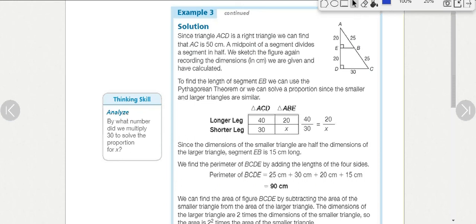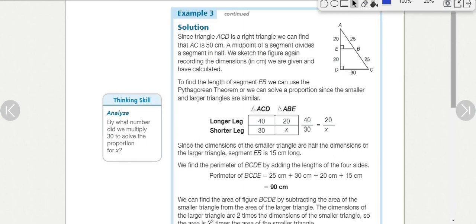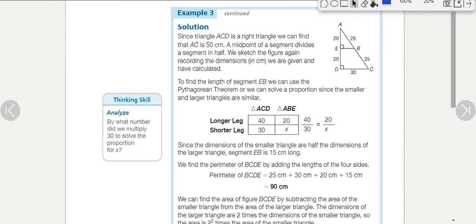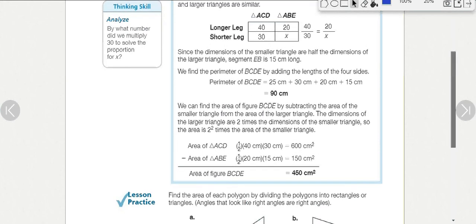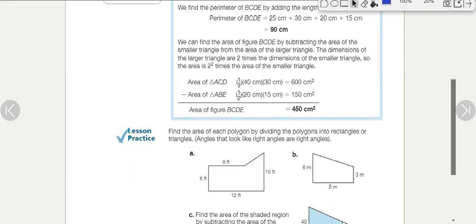I got the perimeter right. Since triangle ACD is a right triangle, we can find that AC is 50. That's what I said. A midpoint of a segment divides a segment in half. They want EB so that they want the separate areas. Pretty complicated problem. We can talk more about that one in class.